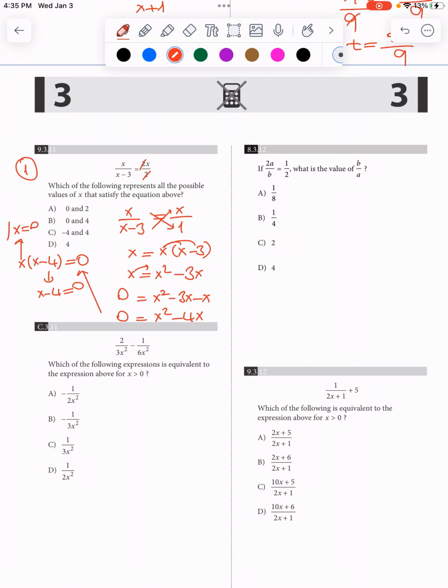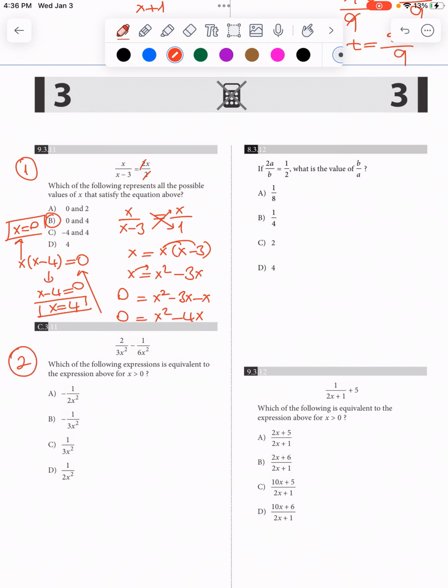So this is going to be our first solution, guys. If x minus 4 is equal to 0, x is going to be equal to 4, and this is going to be our second solution. Okay, so x is equal to 0 and x is equal to 4. Answer choice B. Next question, question 2.